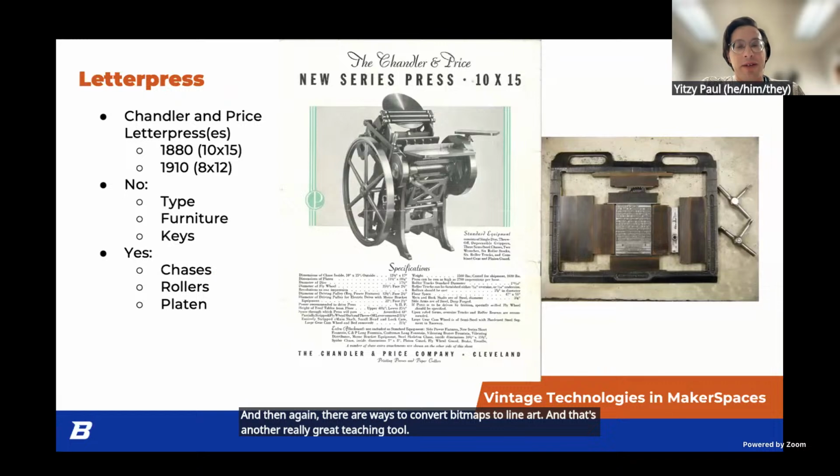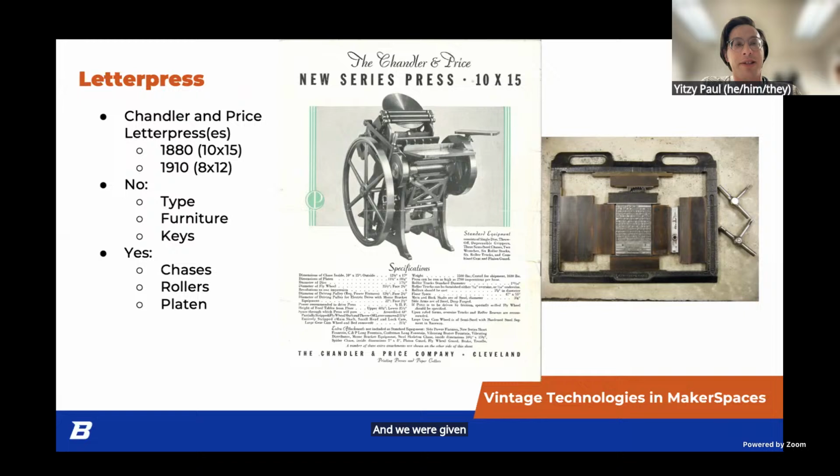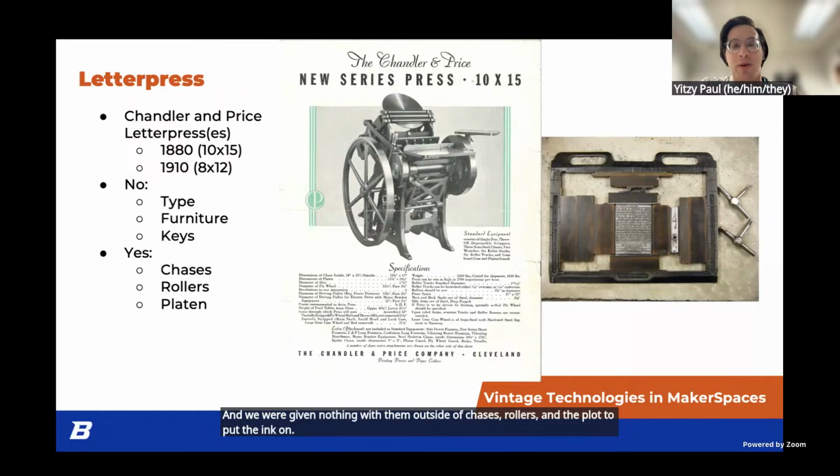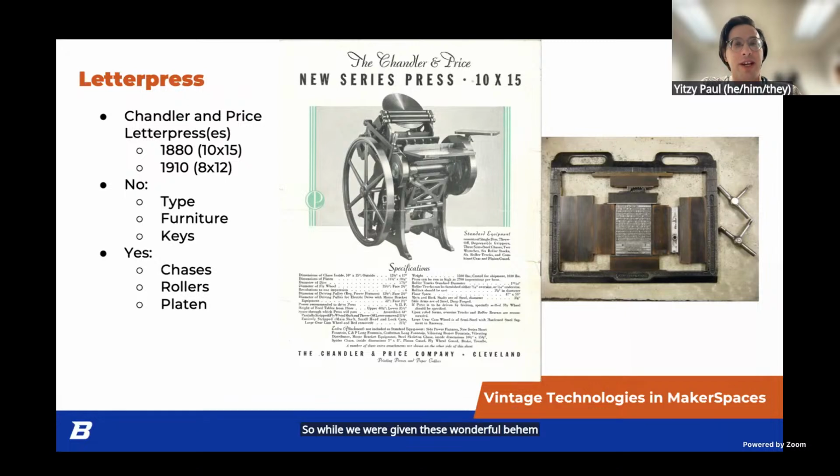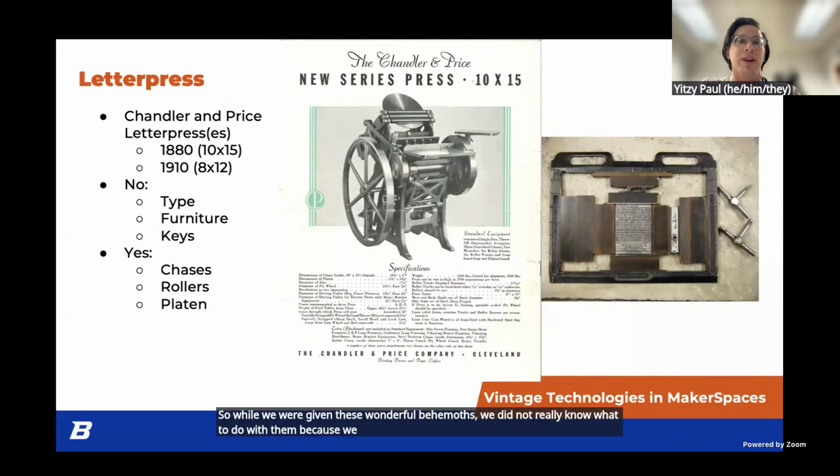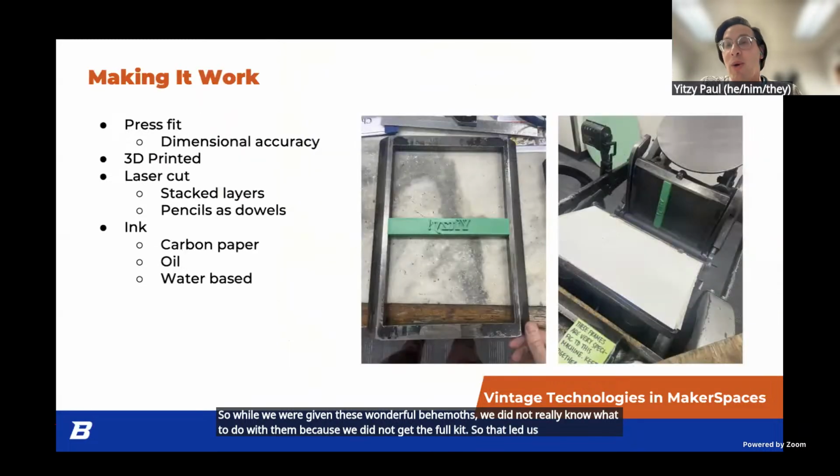The second piece of equipment that we have in our space that we've been utilizing that is a very vintage piece of technology is our two Chandler and Price letterpresses. One of them is from 1880, the other one is from 1910. And we were given nothing with them outside of chases, rollers, and the plate to put the ink on. So while we were given these wonderful behemoths, we did not really know what to do with them because we did not get the full kit. So that led us down a rabbit hole of making it work.